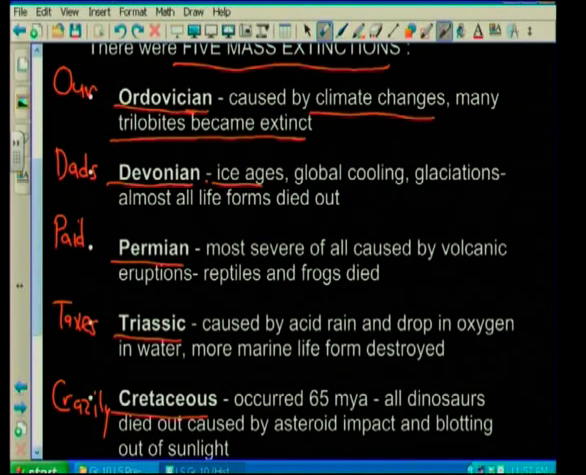This is where the ice ages, or the global cooling and glaciation, took place. Almost all life forms died out. So in the Devonian period, which is part of the Paleozoic era, your trilobites, your algae, your fungi, and most of the early forms of animals, like the fish, had died out. The cause of most marine life dying out was that it became very, very cold. So there was intense global cooling. It was the age of the ice ages.